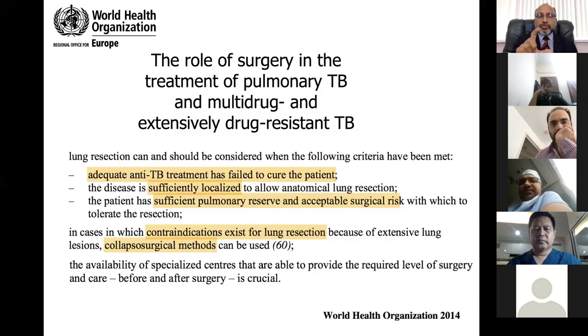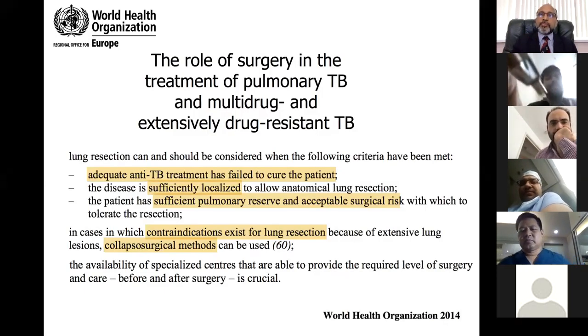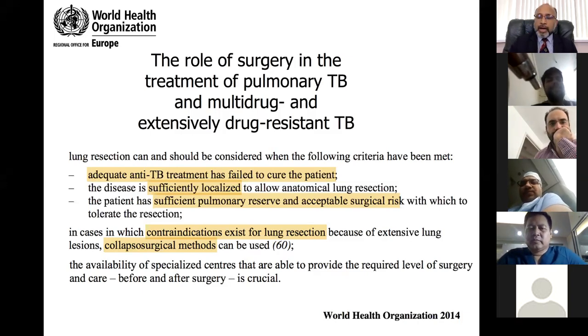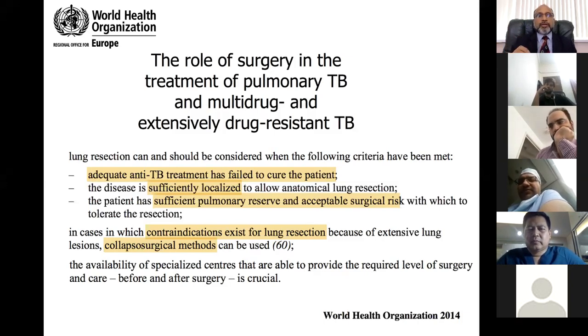And I want everybody to take a snapshot of this slide, because you will be asked in the exam, either on your Viva table or on the long case, what is the role of surgery in the treatment of pulmonary TB? And this is the document you have to quote. You cannot just say, you know, this is it. That it's according to the WHO document 2014. These are the indications. He's beautifully marked it out, 1, 2, 3, and 4. And more importantly, the contraindication for surgery in tuberculosis.